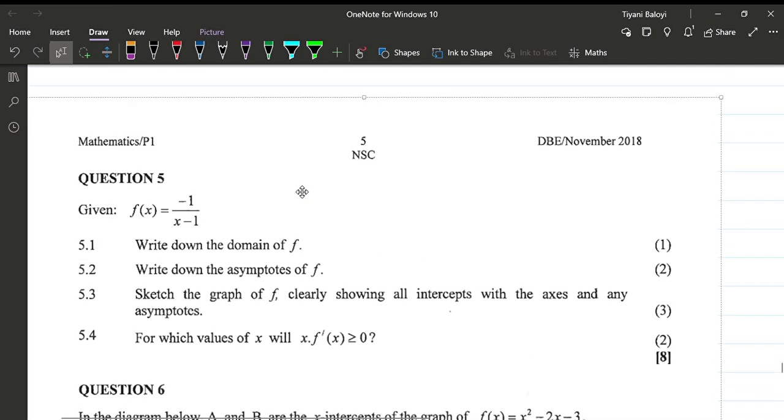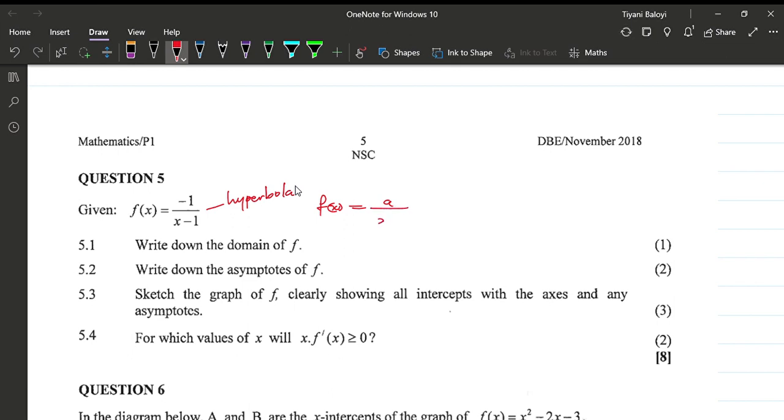Okay, so we're given a function, f of x is equal to minus 1 over x minus 1. So we already know that this is a hyperbola, right? It's in the form of a over x plus p, plus q. Since this is negative, we can already predict our function to look something like this, right?